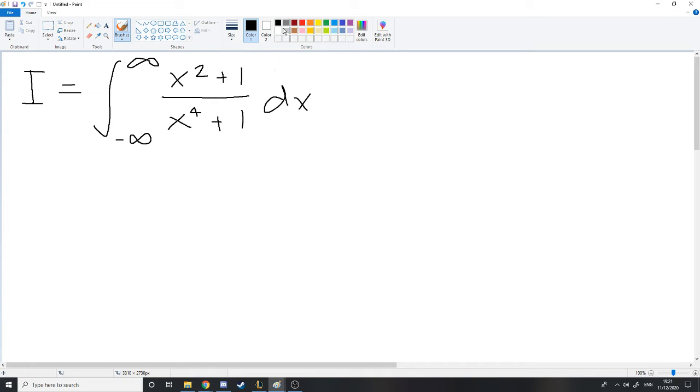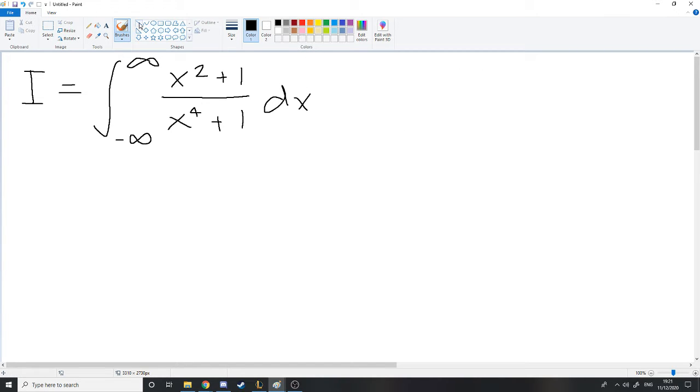Okay, today I'm going to show you how to solve this integral by considering the complex plane. A path integral on the complex plane will let us do this integral. So yeah, let's do that.